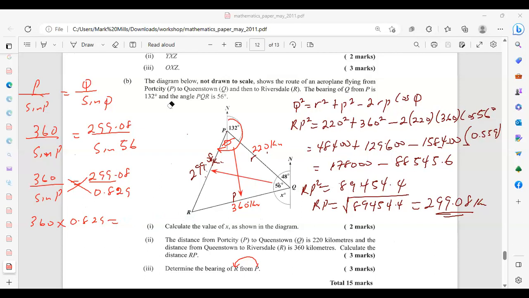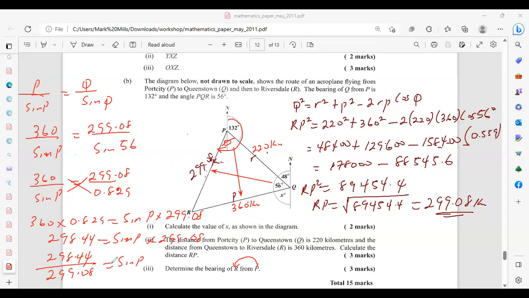Let me write it back. Sine P times 299.08. All right. Now let's multiply these two. What do we get? 298.44. Right. 298.44 is equal to sine P times 299.08. So I say 298.44 divided by 299.08 is equal to sine P.